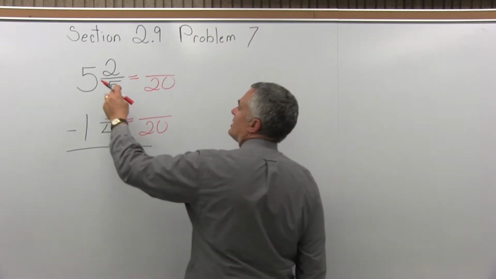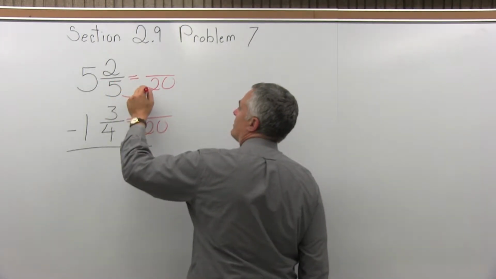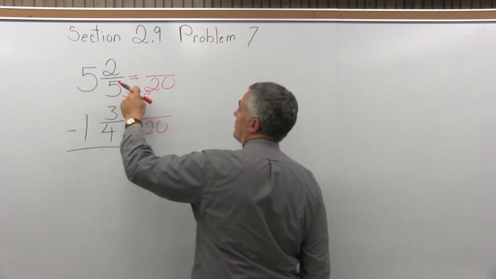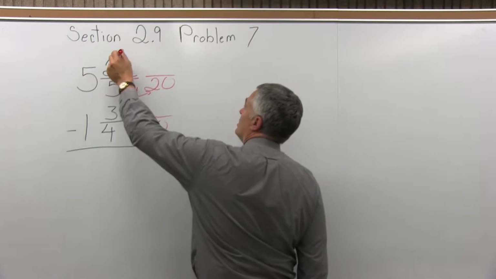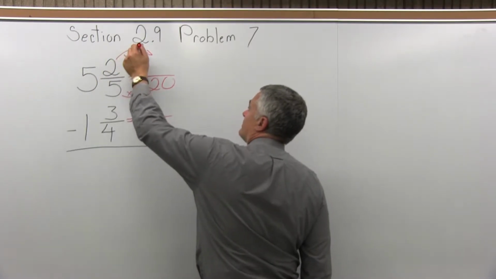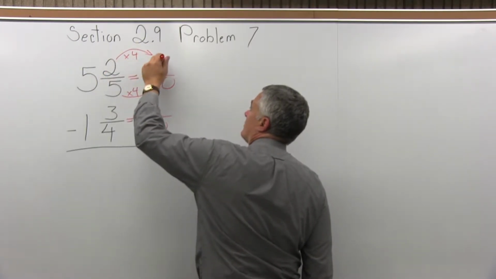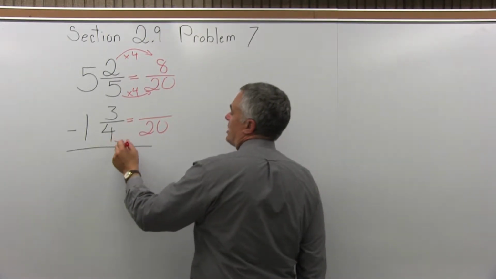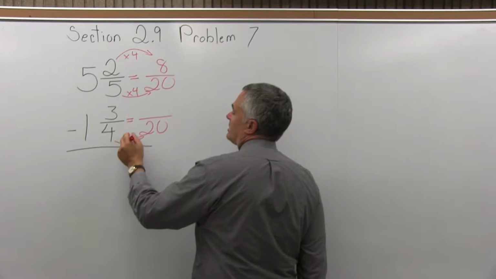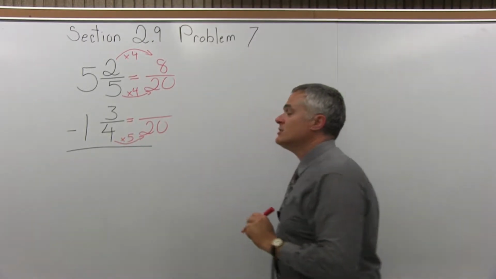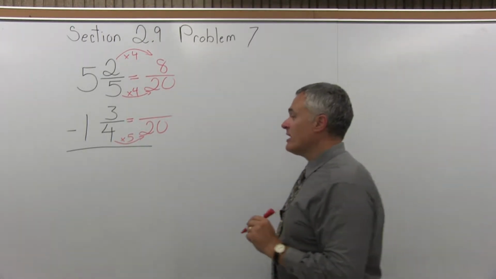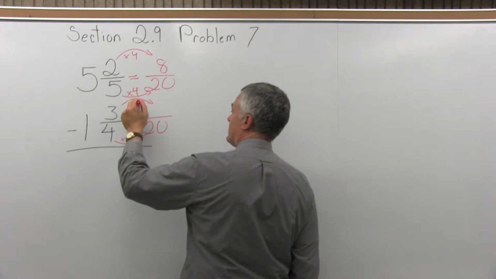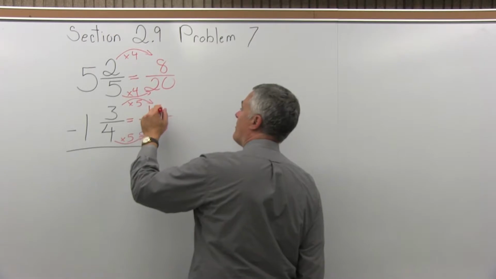For the upper fraction, the denominator of 5 times some value was equal to 20, so it must have been times 4. 5 times 4 is 20. So the numerator gets multiplied times the same value. 2 times 4 will be 8. And now for the lower fraction, the denominator of 4 times some value makes 20. That value would be 5. 4 times 5 is 20. So the numerator gets multiplied times the same value. 3 times 5 is 15.